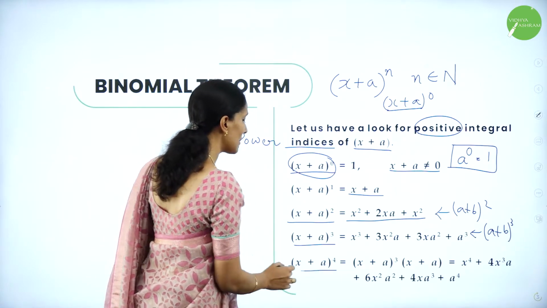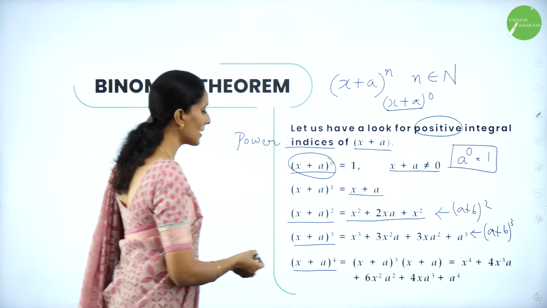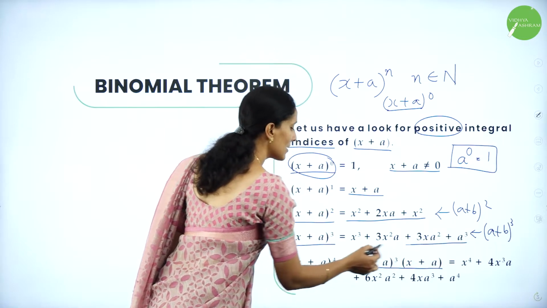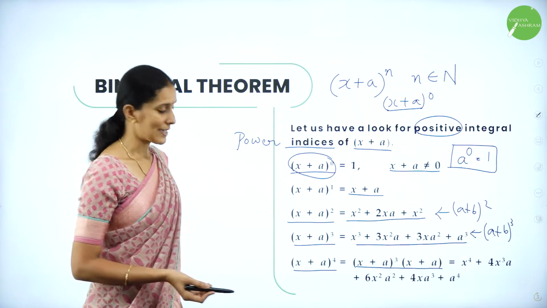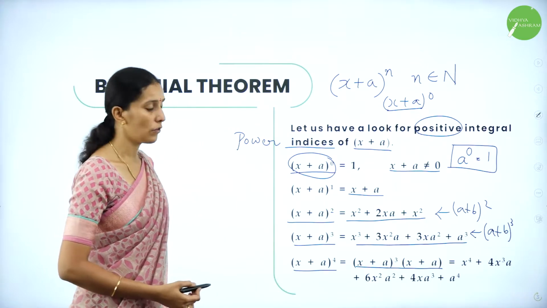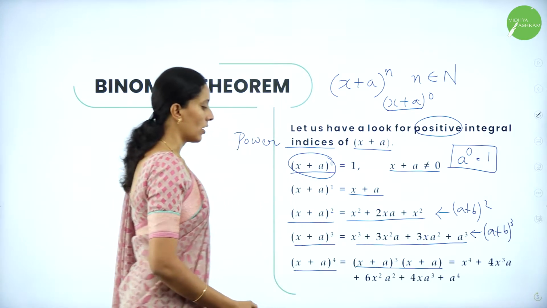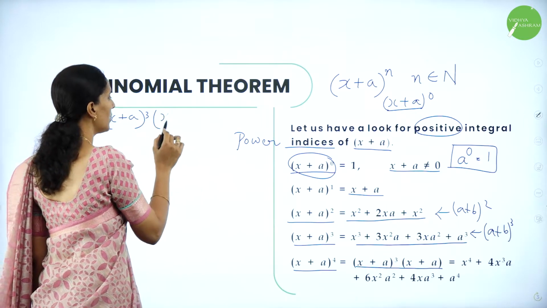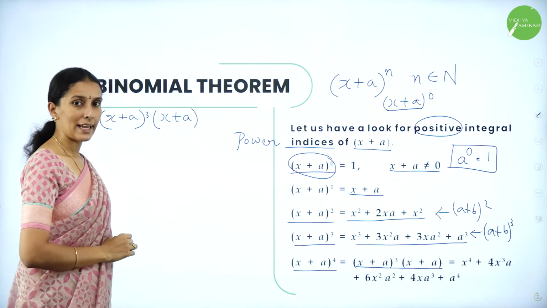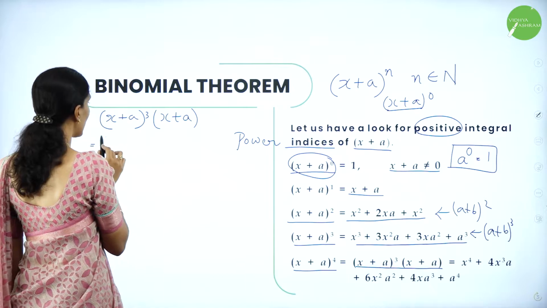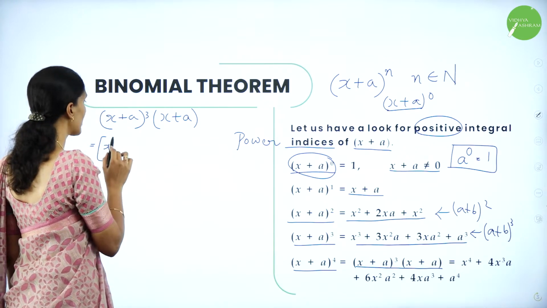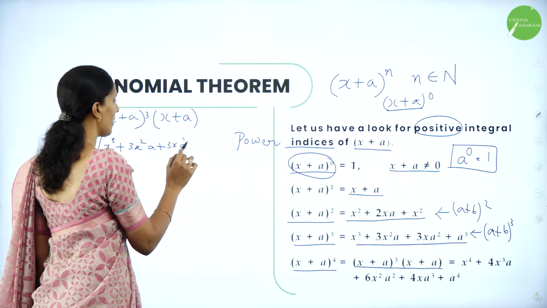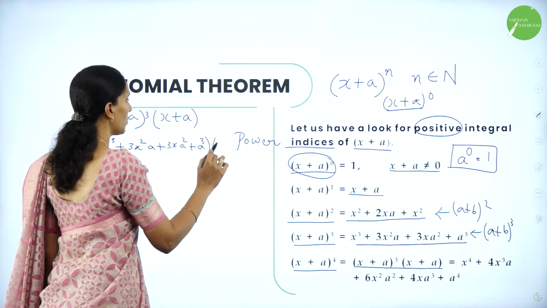Now you have x plus a whole power 4. How can you write x plus a whole power 4? x plus a whole cube into x plus a. Already you know x plus a whole cube. Just multiply one more x plus a, then it becomes x plus a whole power 4. So after multiplying each term, look here, I'll explain. We have x plus a whole cube into x plus a, which is equal to x plus a whole power 4. We know x plus a whole cube is x cube plus 3x square a plus 3xa square plus a cube, into x plus a.